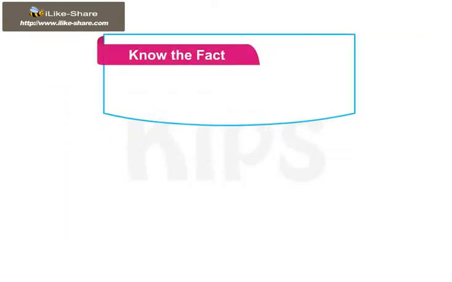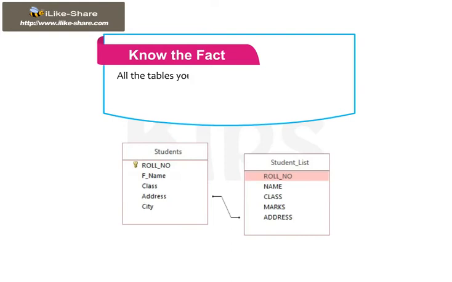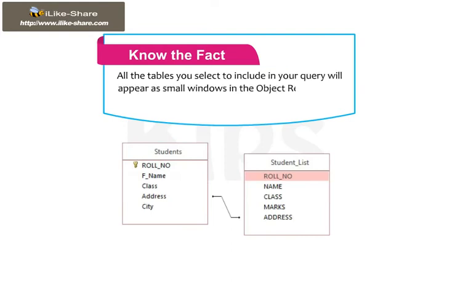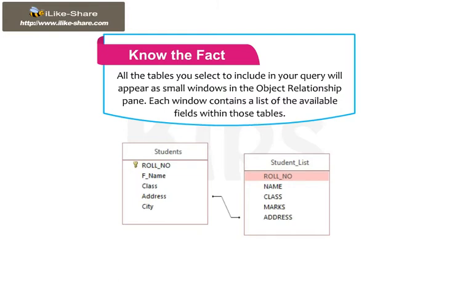Okay, students, know the fact. All the tables you select to include in your query will appear as small windows in the Object Relationship pane. Each window contains a list of the available fields within those tables.